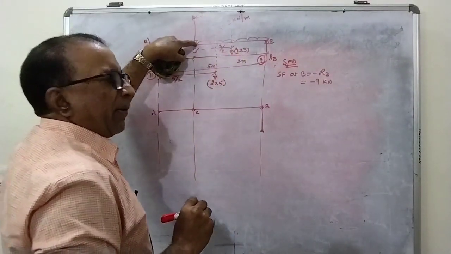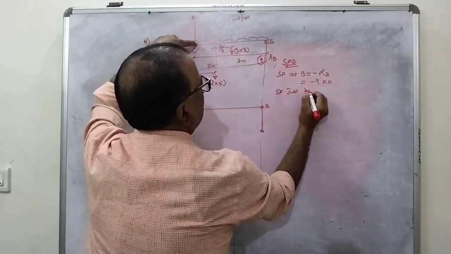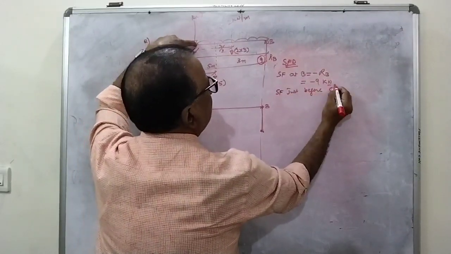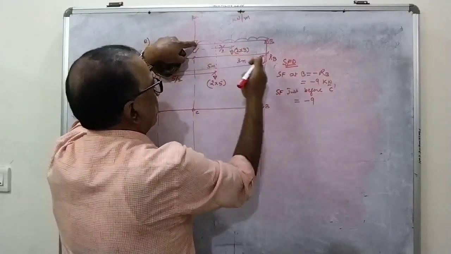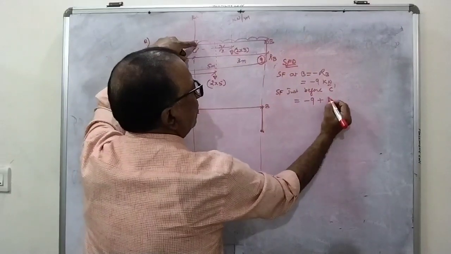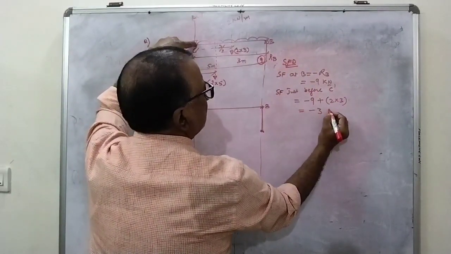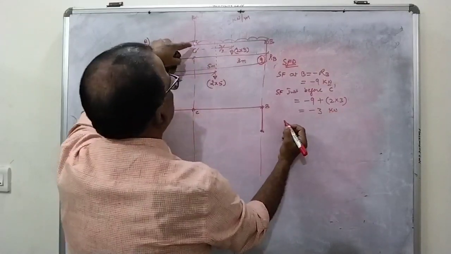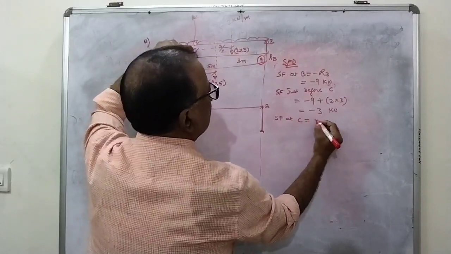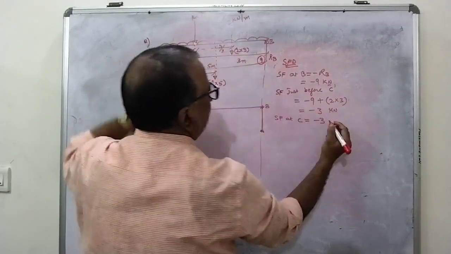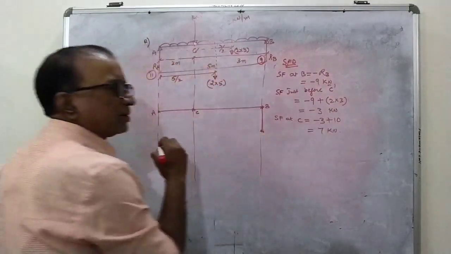Is it clear? So what you have to do is, shear force just before C is equal to the previous value, minus 9, and there is a downward load in between B and C, equal to plus 2 into 3. So it is coming to minus 3 kilonewtons. Next you can write at C. Shear force at C is equal to the previous, minus 3, and there is a downward load plus 10. It is coming to 7 kilonewtons.